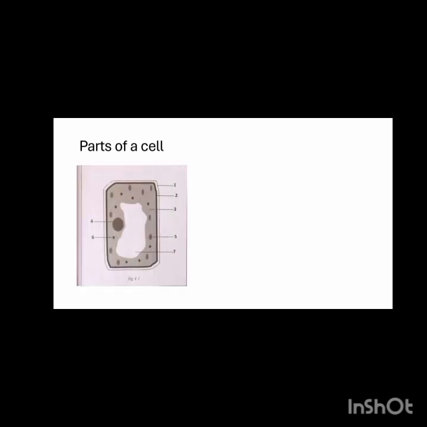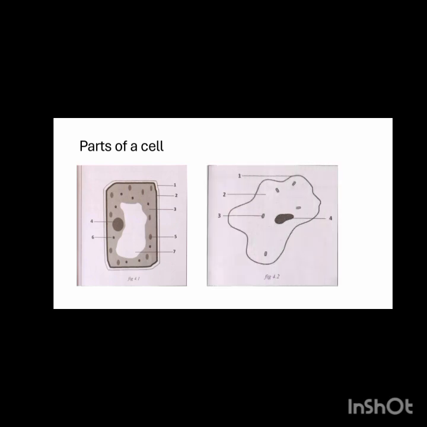The first diagram here is showing what a plant cell looks like. So let's label. Number one, that's a cell wall. Number two, that's a cell membrane. 3 is a cytoplasm. 5 is a chloroplast. 7 is the vacuole. Okay, 6 is the mitochondria, and 4 is the nucleus.